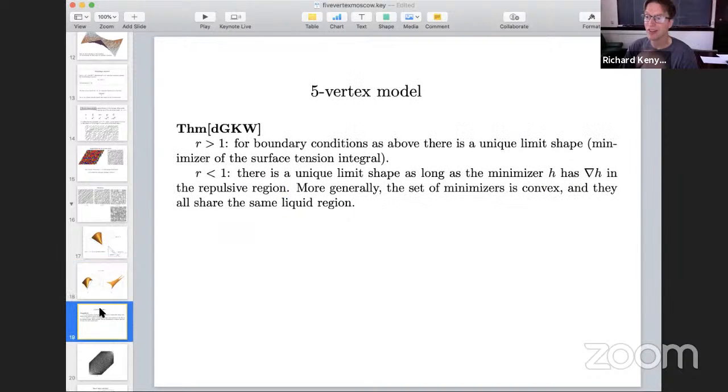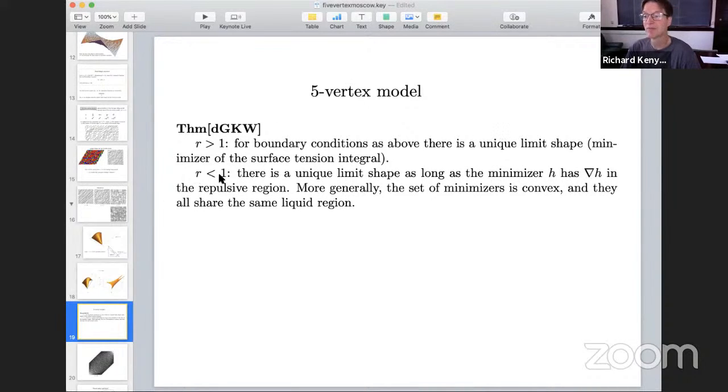All right, so what about the limit shape theory in this five vertex model? When R is bigger than one, it works just like it did before because the surface tension is strictly convex. When R is bigger than one, R remember is the weight per corner. So if you like to have lots of corners, the paths will still sort of repel each other and you get a nice strictly convex thing. And there exists a unique limit shape for the surface tension for general boundary conditions like before.